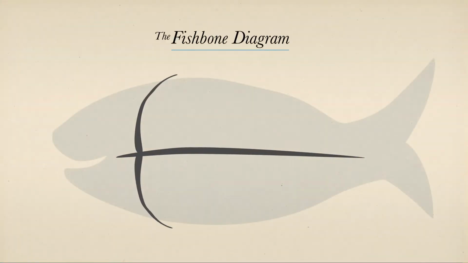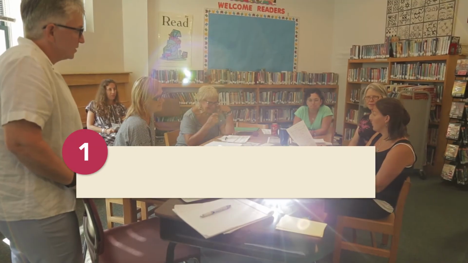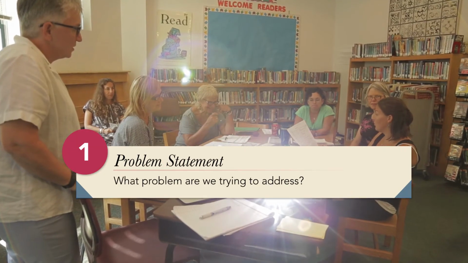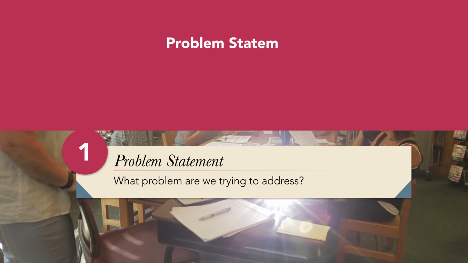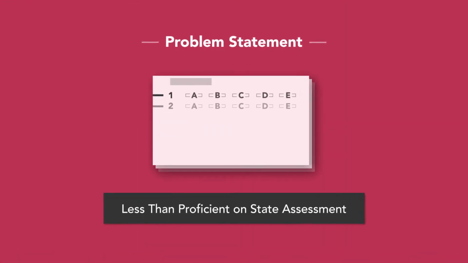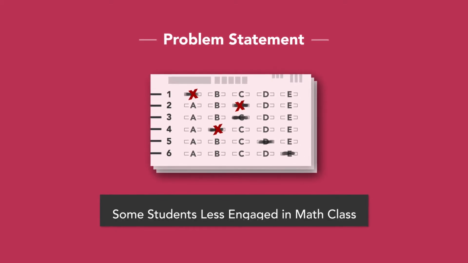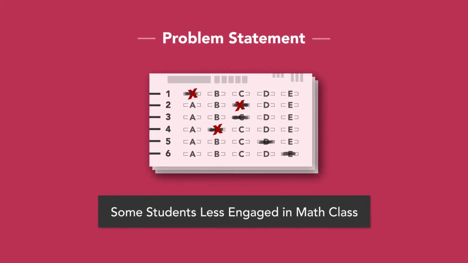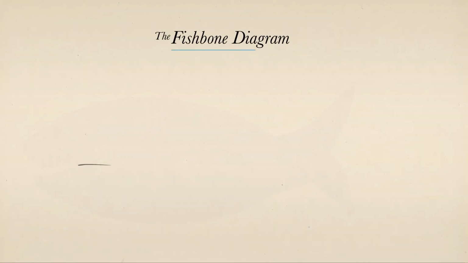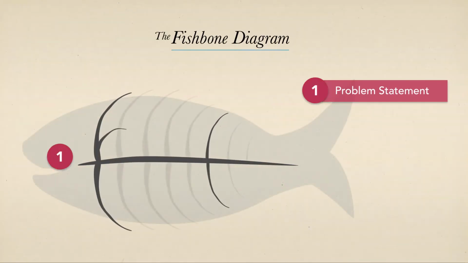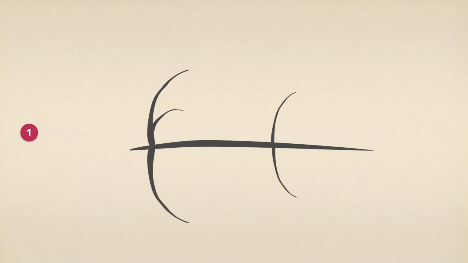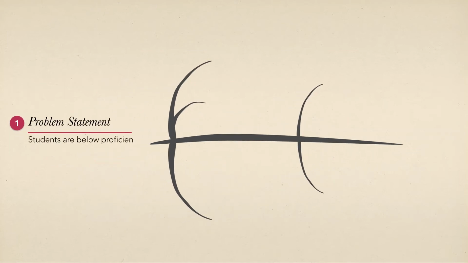They start out with the basic structure that looks kind of like a fish. The team then writes the problem statement. You'll remember that the team from the case example identified less than proficient student performance on the state math assessment, particularly for low-income students, and an overall concern that some students were less engaged during math lessons. The problem statement they came up with is, "Too many students in elementary grades are below proficient in math, and low-income students are disproportionately represented among those students."